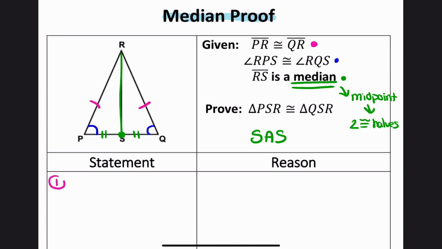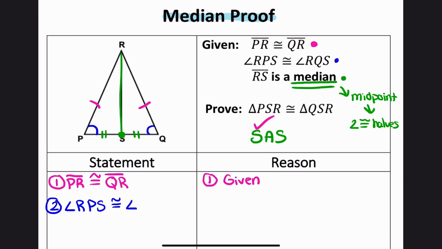Statement 1. PR, make that a little bit prettier. PR is congruent to QR. And that's given. So that is a one and done given. This side is finished. Next, angle RPS is congruent to angle RQS. And that's given. That's a beautiful one and done given. That gave me an angle.